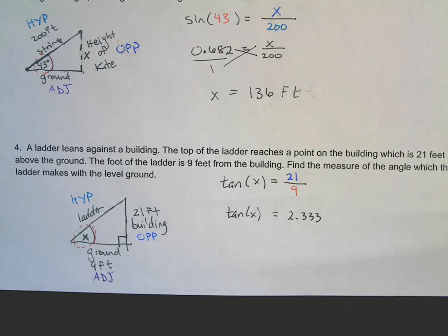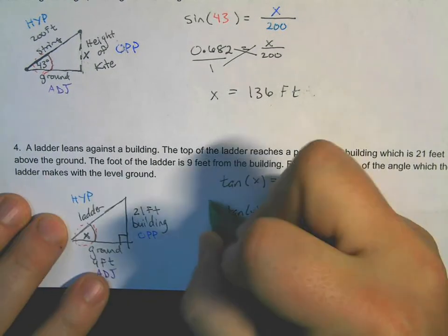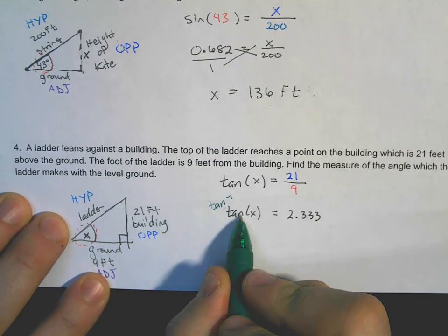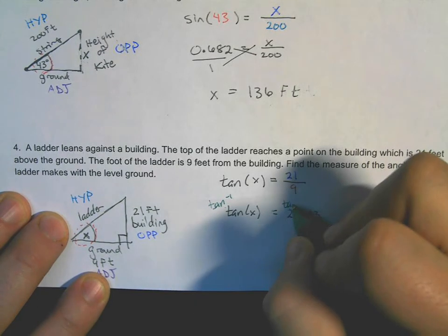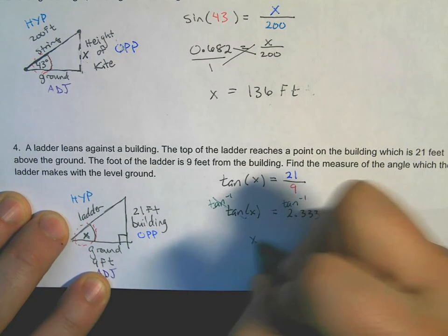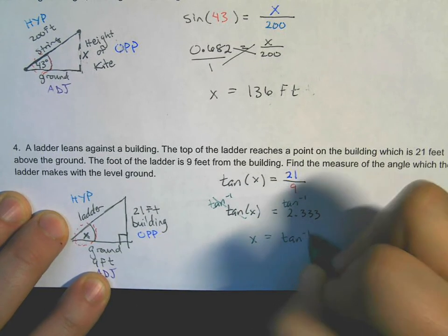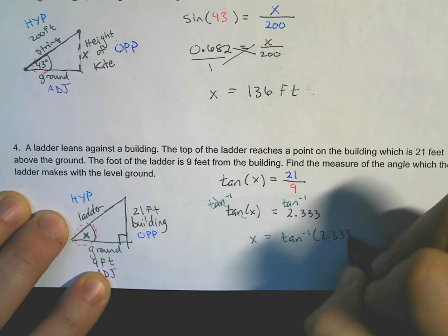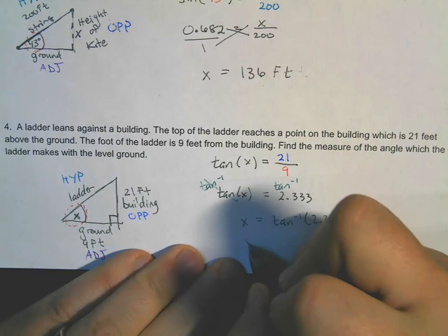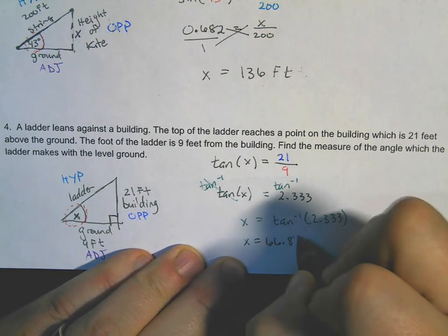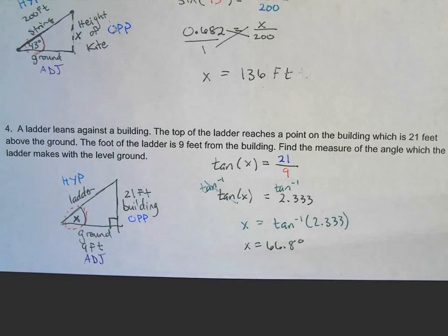Then I'm going to use my inverse tangent to get rid of tangent. So I need to get x by itself, so I'll use inverse tangent to get rid of tangent. Whatever I do to one side, I do to the other. So I have x equals inverse tangent of 2.333. Plug that into my calculator. Inverse tangent, 2.333, gives me 66.8 degrees.